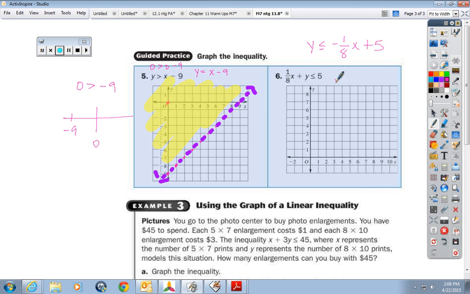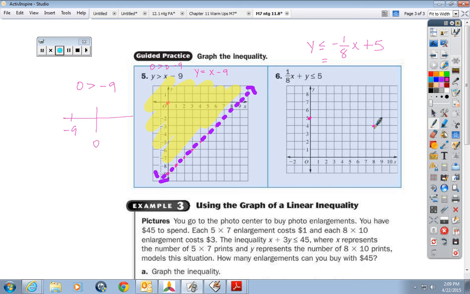Can I identify the y-intercept? What is it? 0, what? 5, which is right here. What's the slope? -1/8. So I'm going to fall 1, run 1, 2, 3, 4, 5, 6, 7, 8. Fall 1, and I can't, those are the only 2 dots I can fit on that plane.